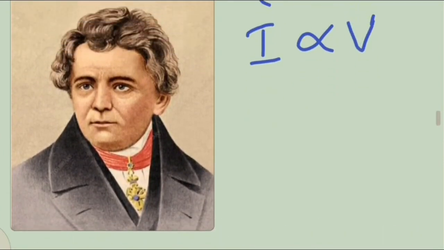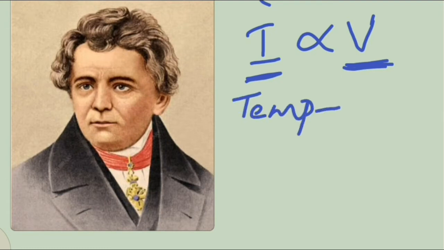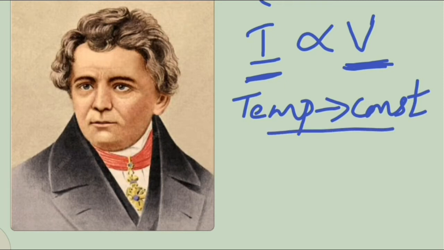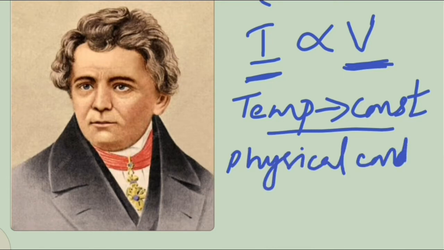That is the relationship between the current and voltage. Now one important thing is there: this relationship will hold only if certain conditions are satisfied. One condition is that the temperature should remain constant. That is, the temperature of the conductor which we are taking should remain constant. The second condition is that the physical conditions of the conductor which we are taking should be constant.